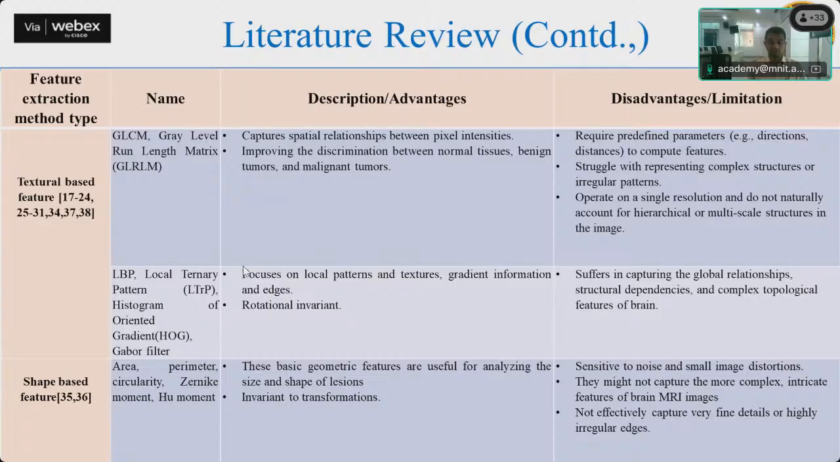That is invariant to the transform. It is sensitive to noise and small image distortion. They might not capture the more complex, intricate features of brain MRI images. So the key thing here is that it doesn't effectively capture very fine details or highly irregular edges.